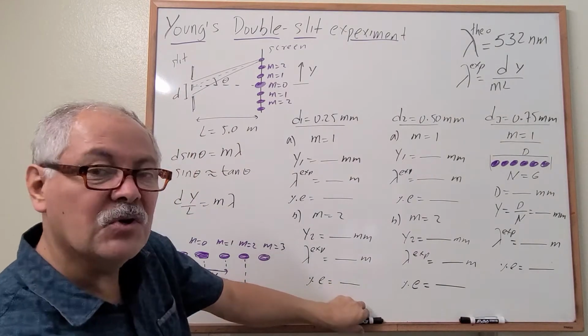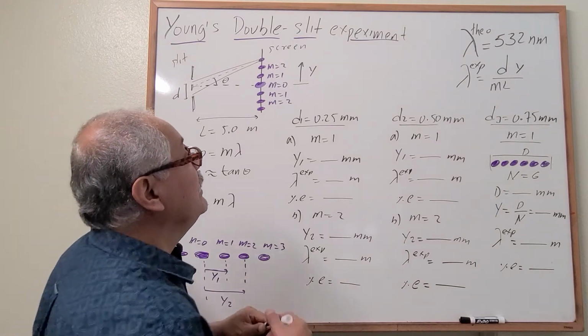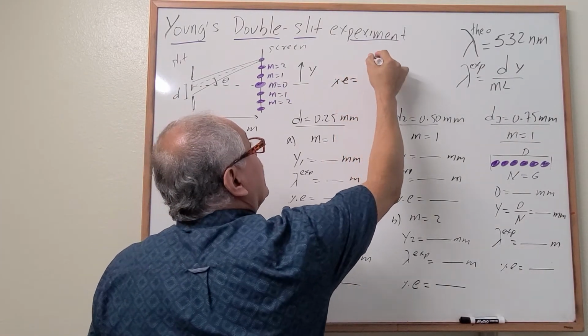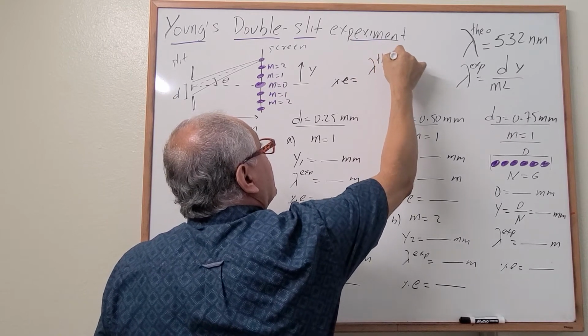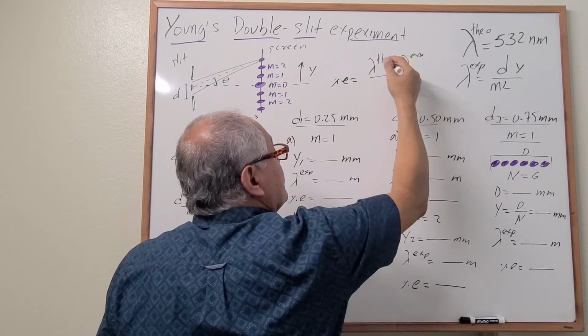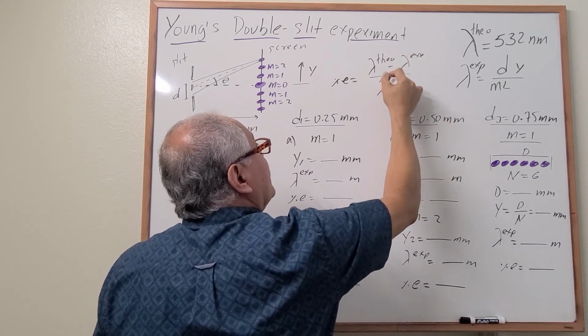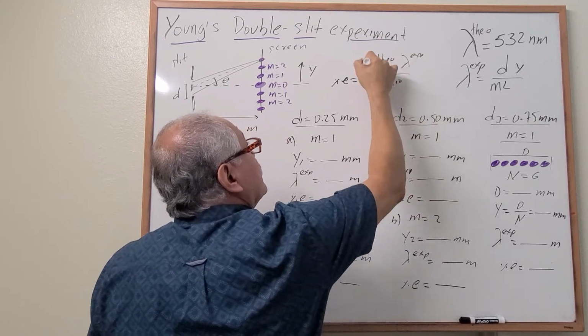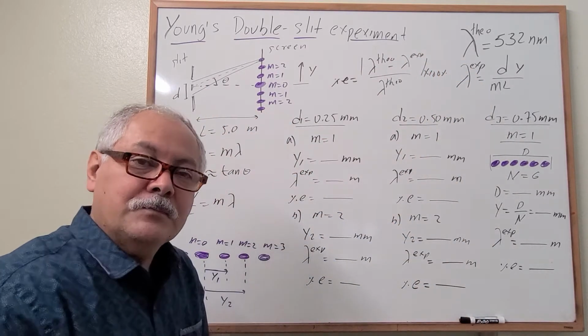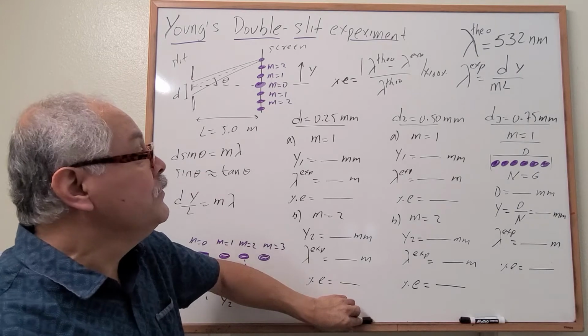The percent error, as you know, is represented in this way. Usually, percent error equals lambda theoretical minus lambda experimental, divided by lambda theoretical, times 100%. Correct. That's the formula for percent error.